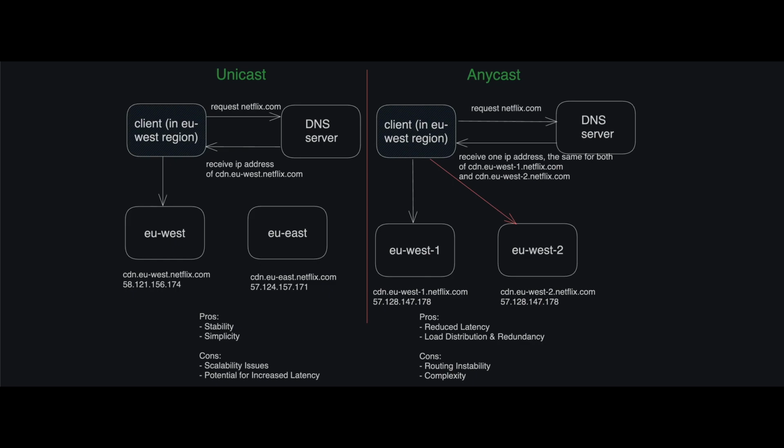On screen you can see a rough example of unicast and anycast. Our client located in the US region requests netflix.com using, for example, a browser or mobile phone, and then a server returns one IP address. In case of unicast, this IP address can only connect you to one server. But in case of anycast, this IP address allows you to connect to many servers.